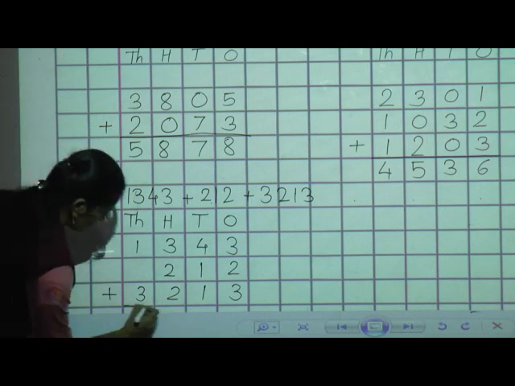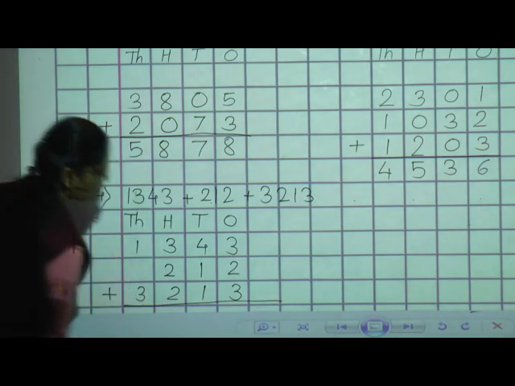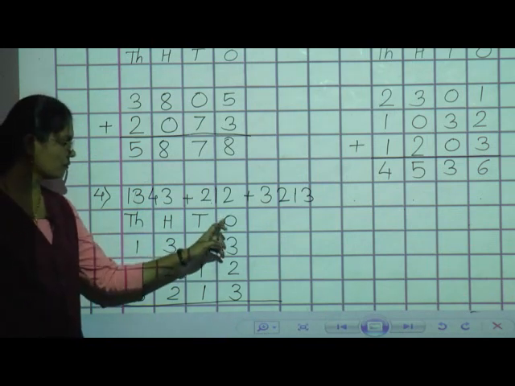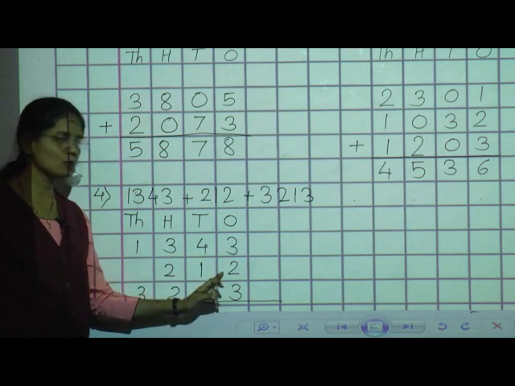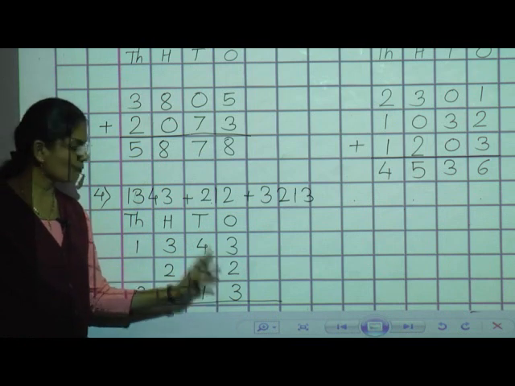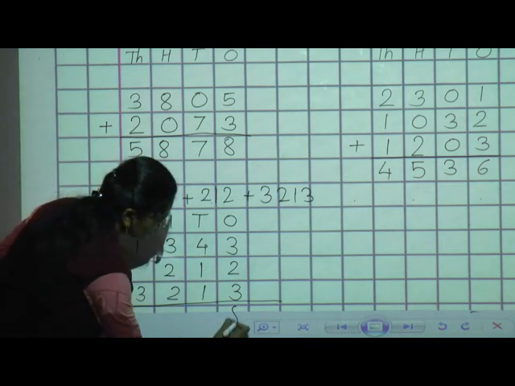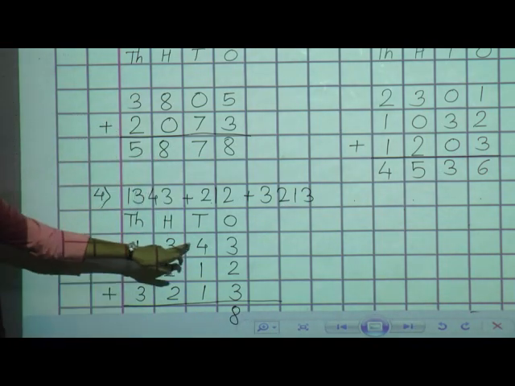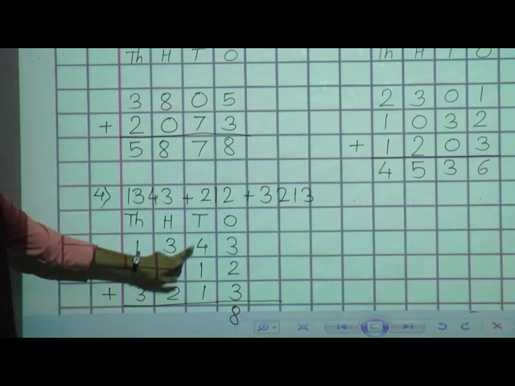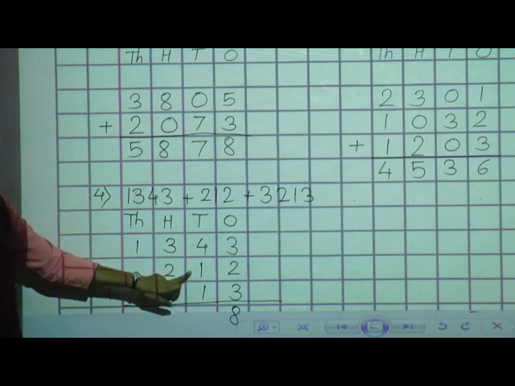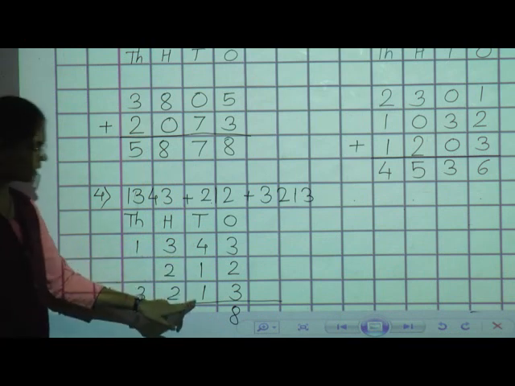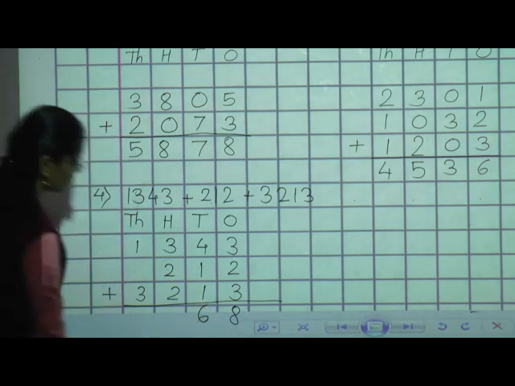Now do the addition. See the ones place numbers first. Here 3 ones plus 2 ones plus 3 ones. So do the addition. 3 plus 2, 5. 5 plus 3, 8. Now see the tens place. 4 tens plus 1 tens plus 1 tens. 4 plus 1, 5, 5 plus 1, 6.